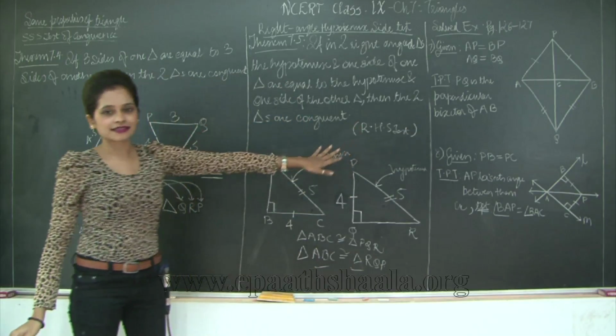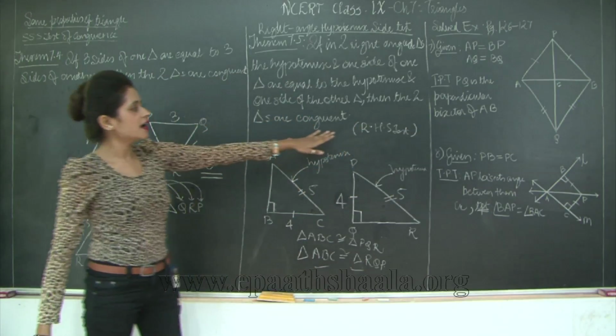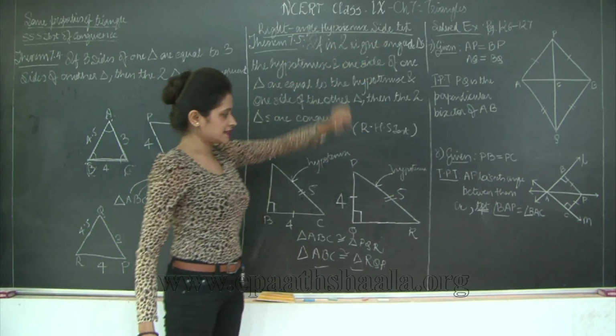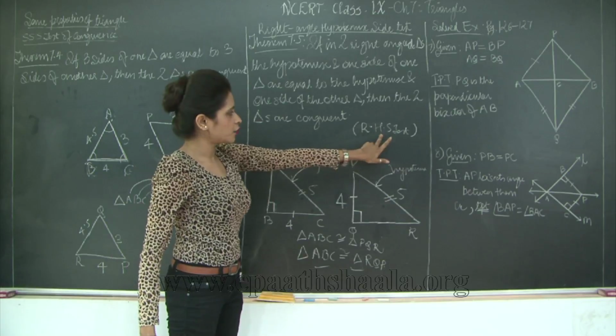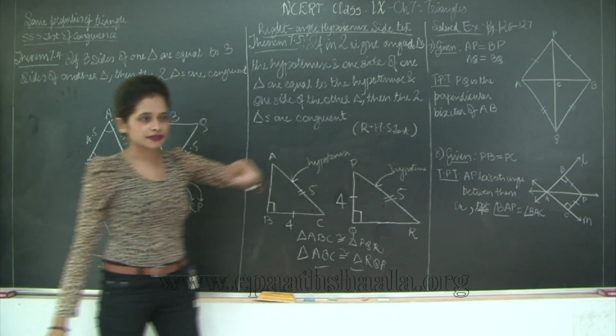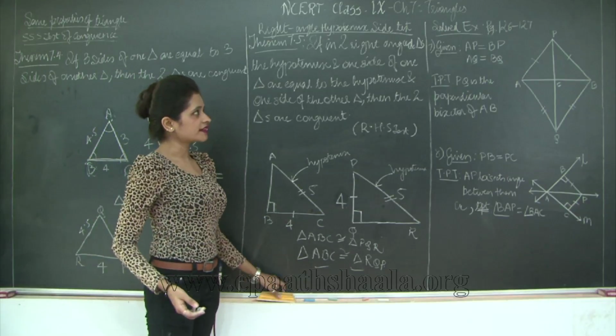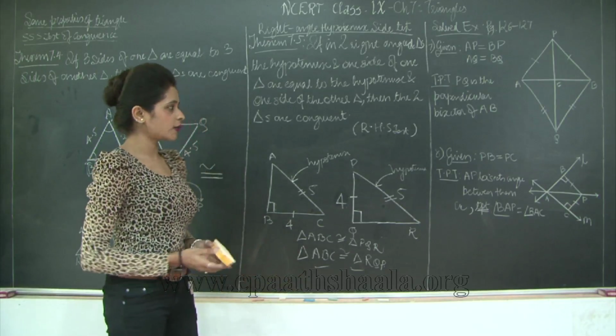So RHS in this case is not right hand side, but it is the right angle hypotenuse side test. So, right angle hypotenuse side test of congruence. So these were the two theorems. Now we are going to look at the solved examples on pages 126 to 127.